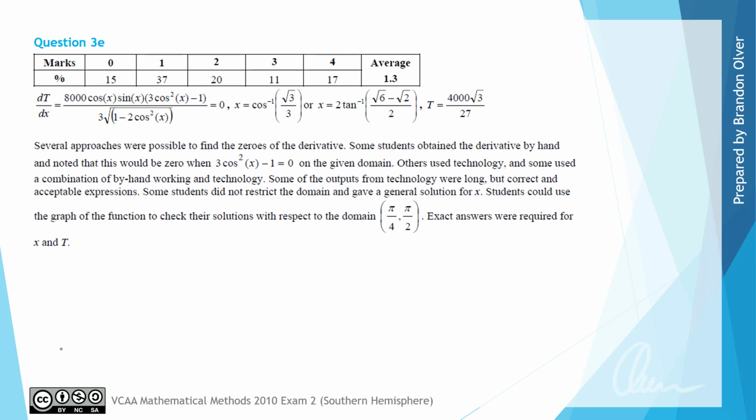Some students did obtain the derivative by hand and then noted that it would be equal to 0 when 3 cos squared of x minus 1 equals 0, which wouldn't have been apparent in the format that we gave it in. But again, the examiner's report, if you look up above, does give a version of the derivative where you can see the null factor law gives 3 cos squared of x minus 1 equals 0, a sufficient equation to solve for this question.